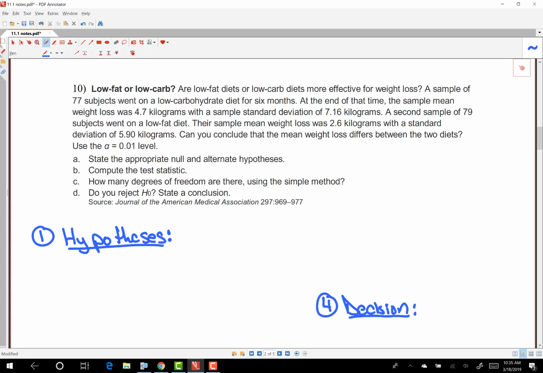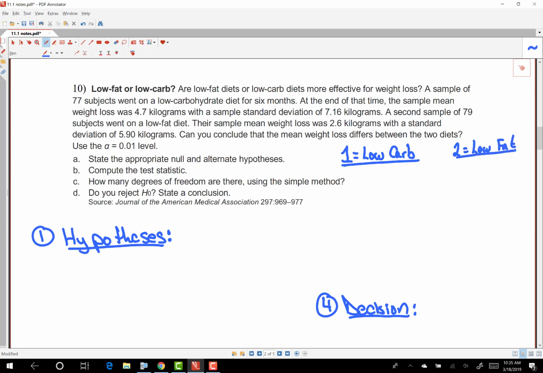Okay, and there you can see here that the parts A, B, C, and D are just going to be our 5 steps. So you can ignore those parts when you do these problems and just do the 5 steps that you're supposed to do. So let's list the information from this. So I always state which group is which. So I'm going to let group 1, since they talked about that first, be the low carb group. And then we'll let group 2 be the low fat group.